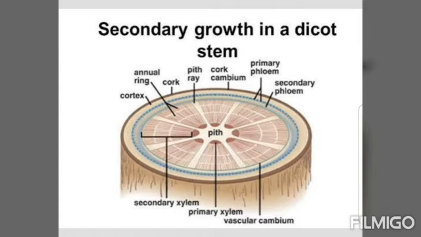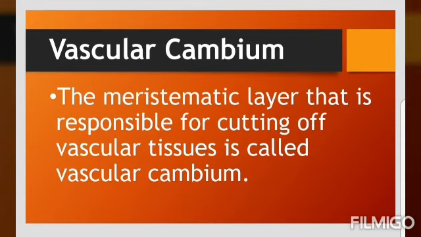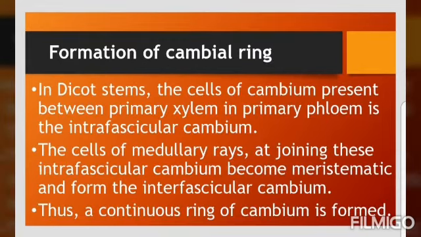Let's talk about the vascular cambium first. The meristematic layer that is responsible for cutting off vascular tissues, xylem and phloem, is called the vascular cambium. It lies between the xylem and phloem in dicot plants. Let's talk about the formation of the cambial ring.